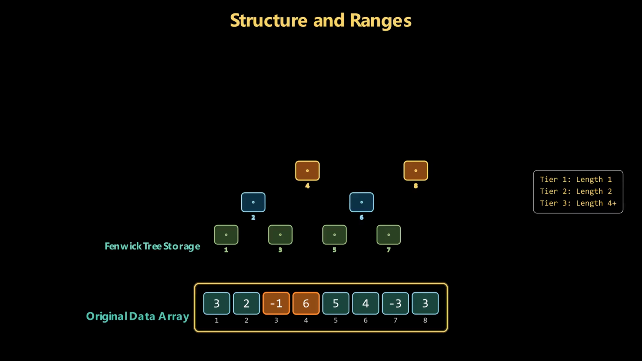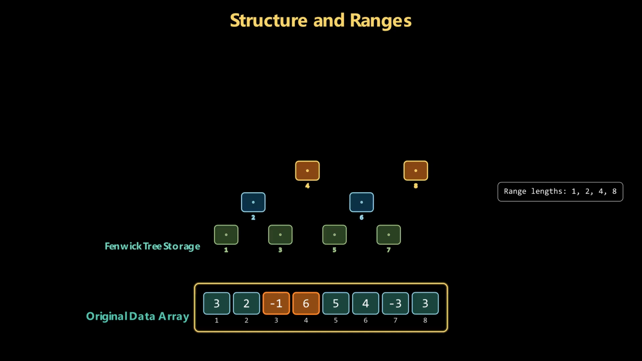When we line up the slots by range size, a tiered shape appears. Length 1 stays at the base, length 2 sits in the middle, and the largest ranges rise to the top. The dotted lines trace how larger ranges sit on top of smaller ones. All of this structure is still stored inside one flat array.